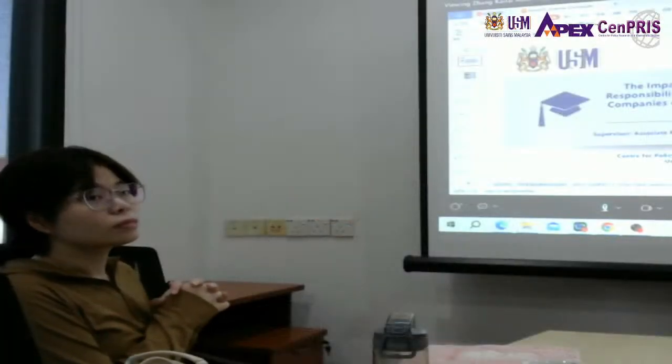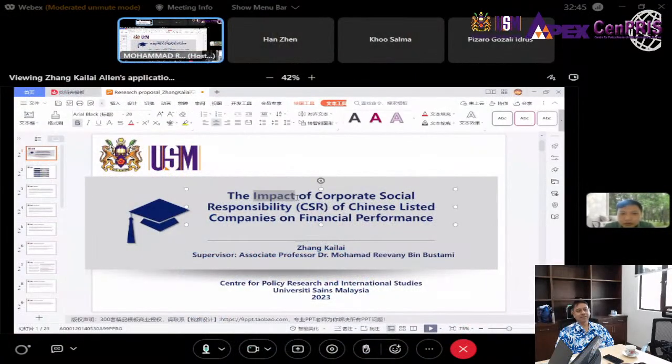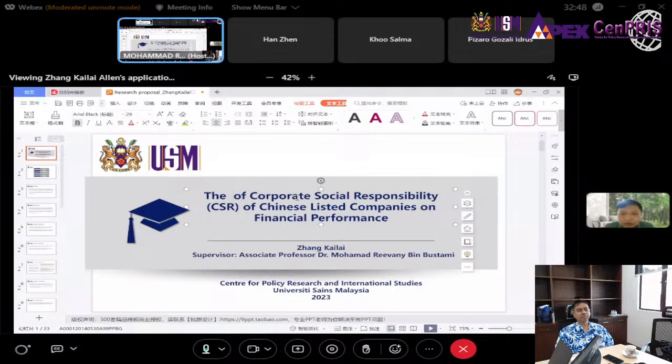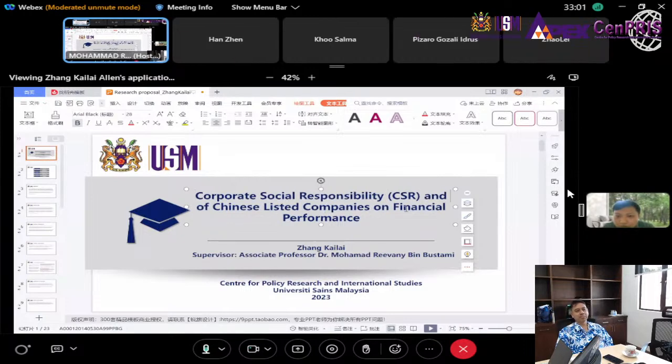Okay, let's go back to your first slide. Kailai, are you there? Okay. Number one, I will remove the word impact. I know a lot of economists like to use that word, but I would remove it. You can say corporate social responsibility and financial performance in Chinese public listed companies, but not impact. If you say impact, then we will have to talk about it later on.